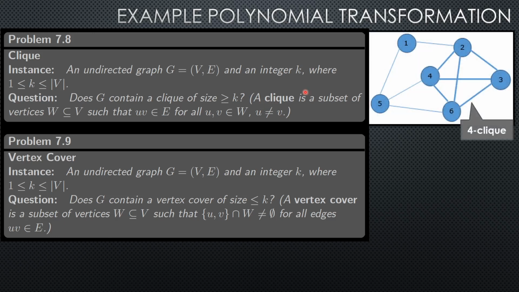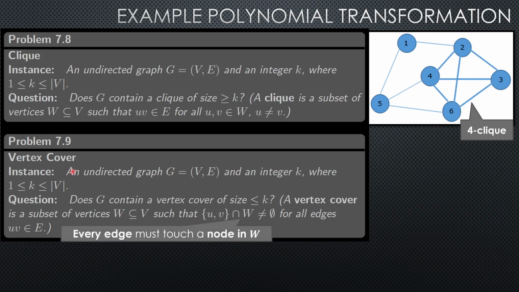So for example, here's a graph with a 4 clique in it. These nodes 2, 3, 4, 6 form a 4 clique because there are all pairs of edges between these nodes. And note, if there's a 4 clique, then there's also a 3 clique, right? And a 2 clique, and a 1 clique. But the opposite is not necessarily true. If there's a 4 clique, that doesn't necessarily mean there's a 5 clique. Indeed, in this graph, there isn't a 5 clique.